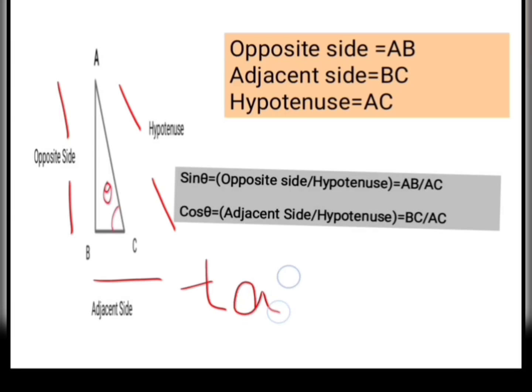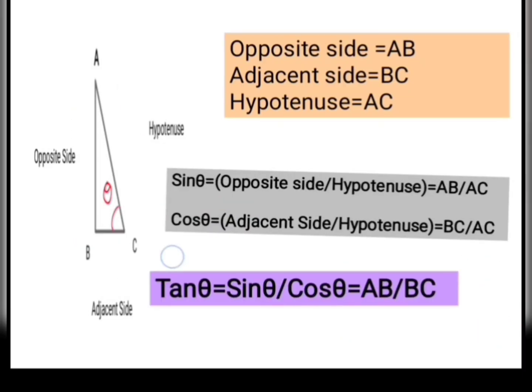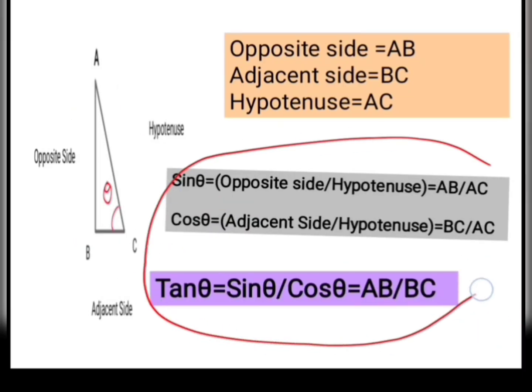To find tan theta, we divide sin theta by cos theta. Tan theta is sin theta by cos theta. When you divide sin theta by cos theta, you will divide AB by AC whole divided by BC by AC. AC gets cancelled and you will get tan theta equal to AB by BC. If you want, you can note this down for your future reference.